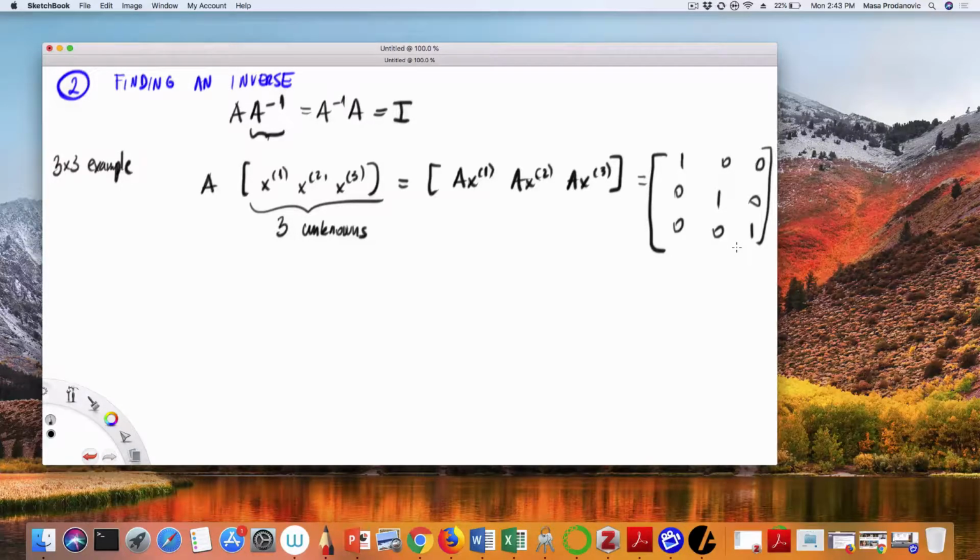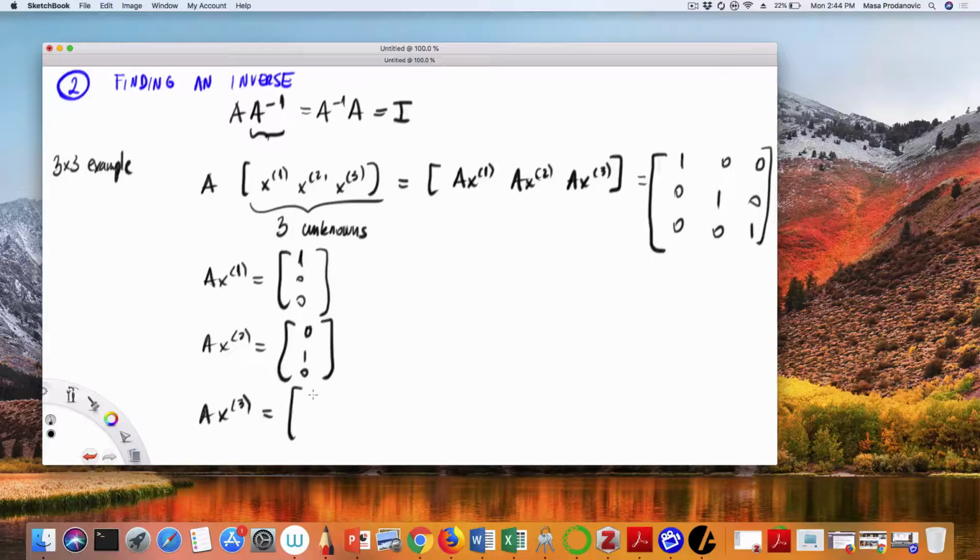So finding this inverse is equivalent to solving AX1 is 1, 0, 0. AX2 is 0, 1, 0. And AX3 is 0, 0, 1.